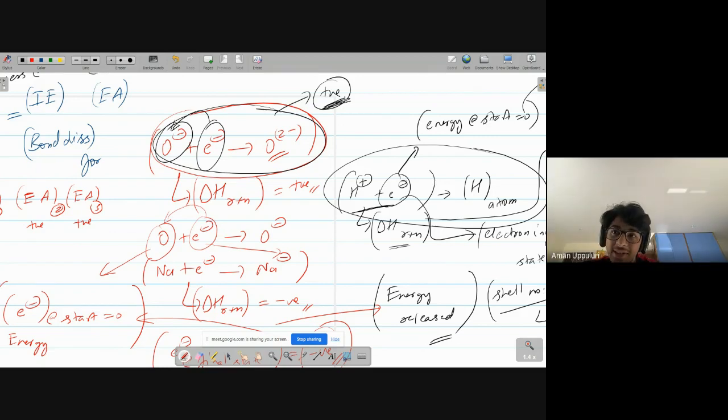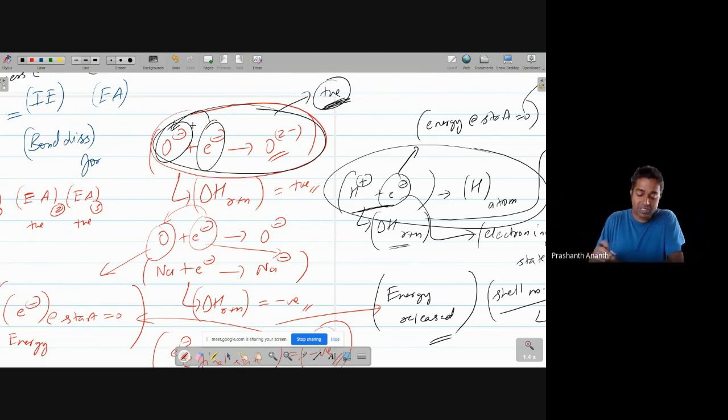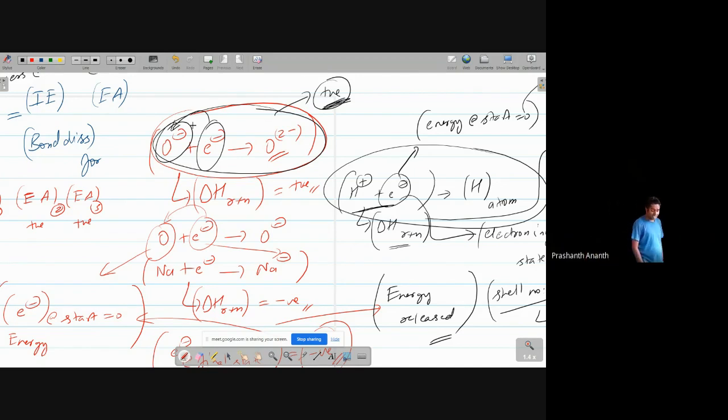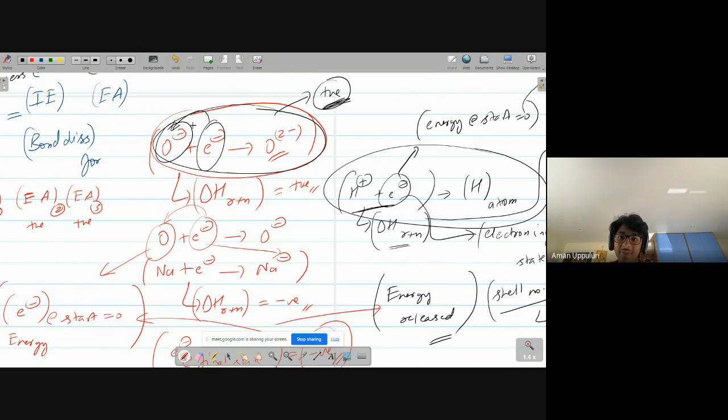So then why is my explanation wrong? Because it does not matter about stability. What was your explanation? Tell me again. I said when the electron goes into the O minus ion, it gains a stable electronic configuration. No, you said it breaks the stable electronic configuration and hence it should be positive, correct? No, I said it comes in, and at the end, it becomes a stable electronic configuration.